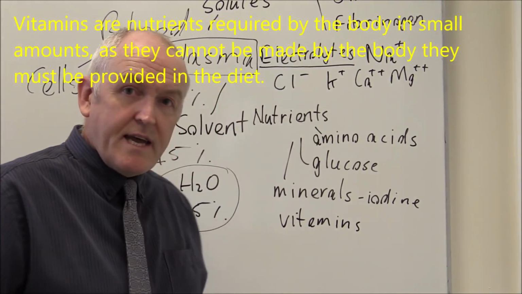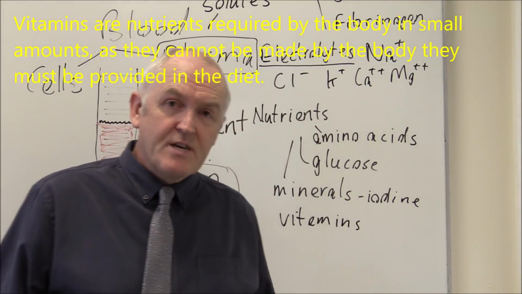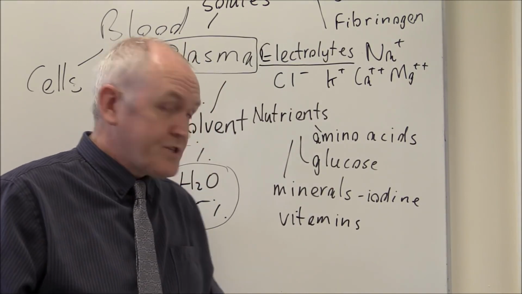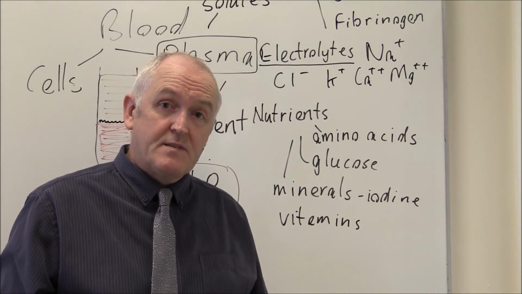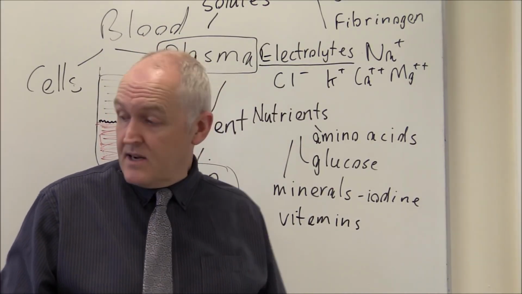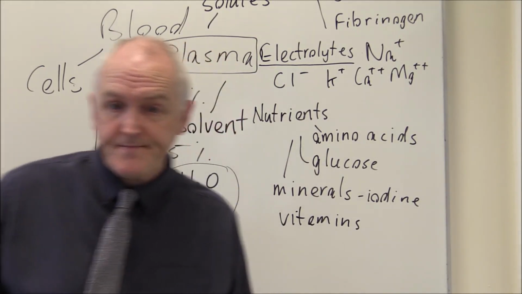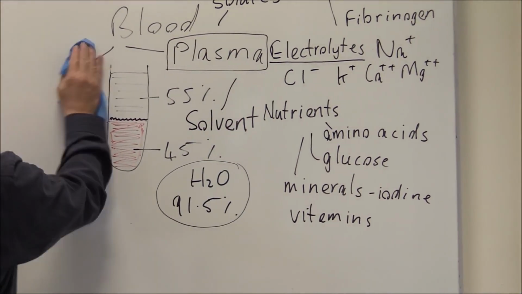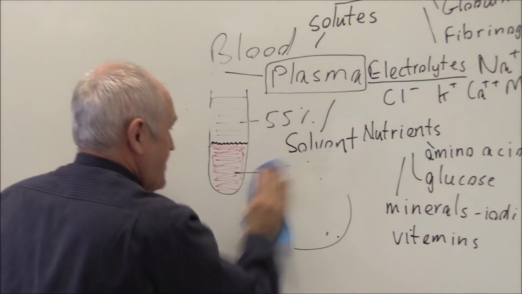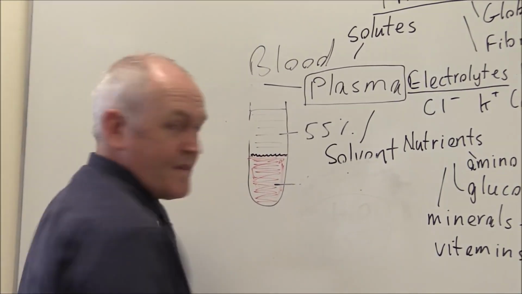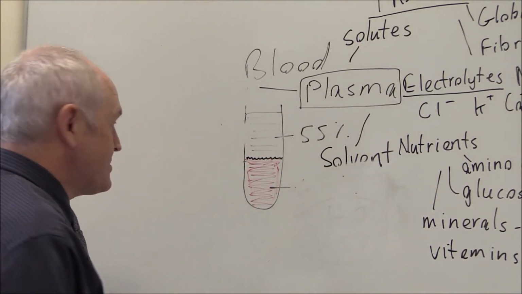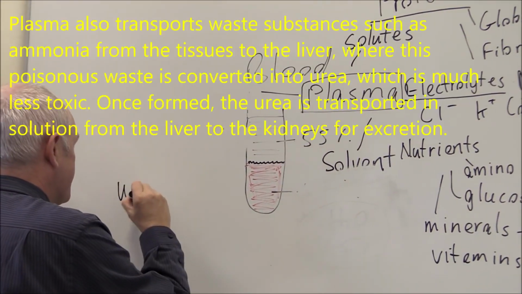The vitamins A, D, E and K are the fat-soluble vitamins, and in the plasma we're going to find water-soluble vitamins, vitamins B, 1 to 11, and vitamin C. Also, in the plasma, we're going to find waste products.